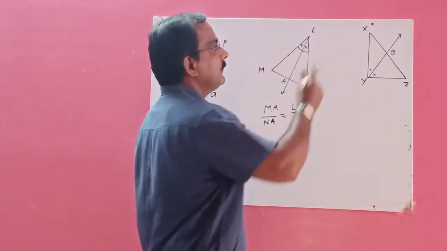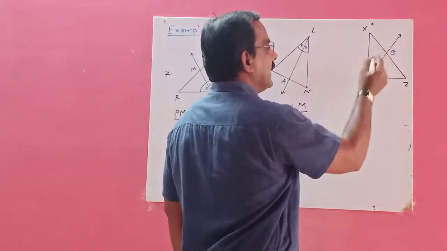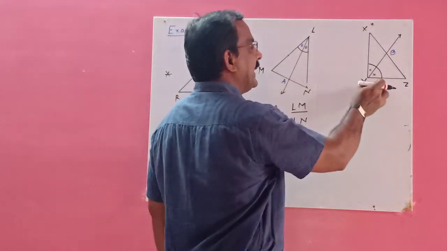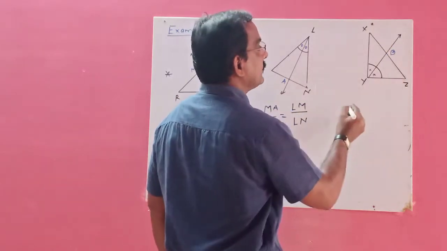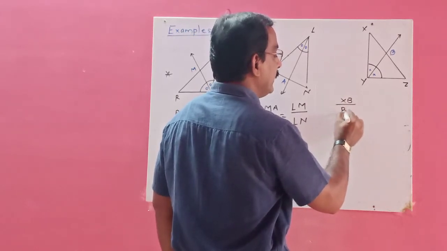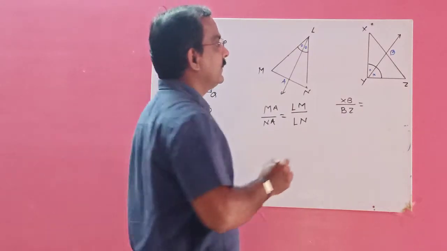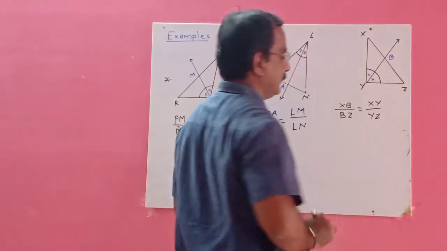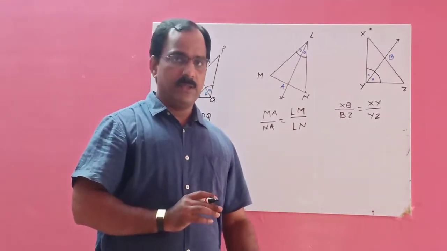Third one, in triangle XYZ, YB is an angle bisector of this angle. What is the opposite side of this angle? XZ. So this ray divides XZ. That means XB upon BZ is equal to the ratio of the remaining two sides, that is XY upon YZ. I hope all of you have understood the angle bisector theorem.